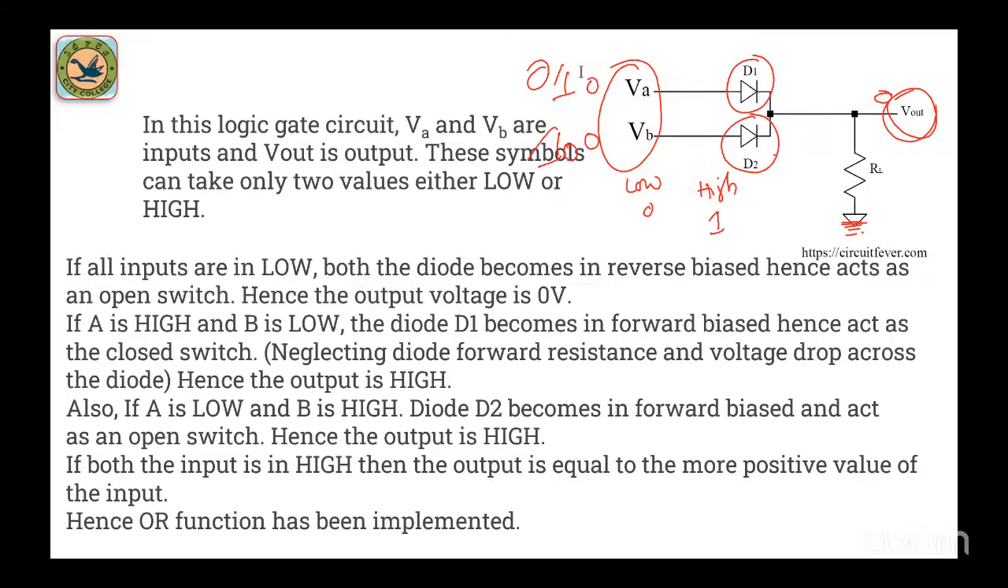Both the inputs are high, 1, 1. In this condition, both the diodes become forward biased and act as closed switches. The more positive value appears at the output, hence the OR gate has been implemented.